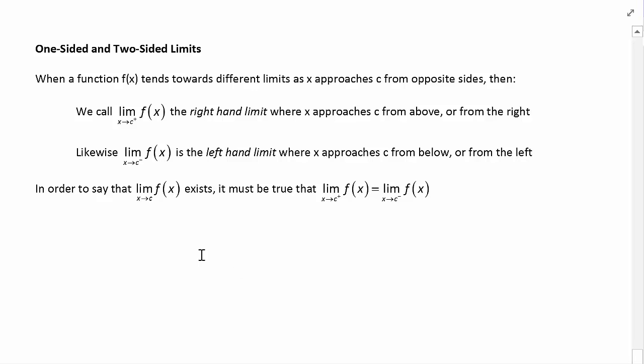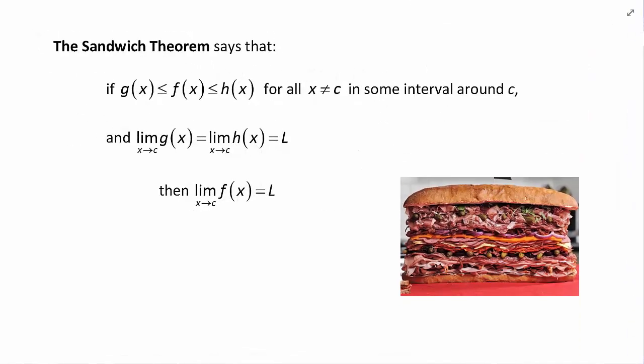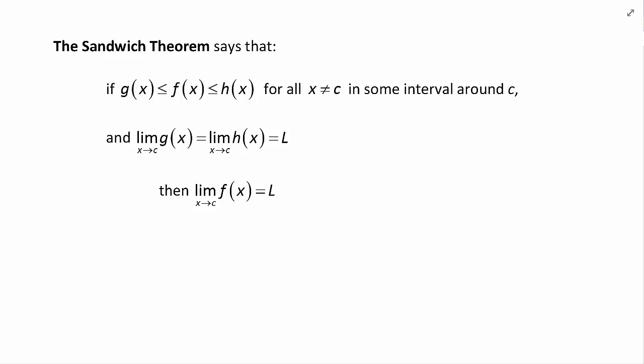We've got one last thing to talk about here, and it's probably the most delicious concept yet: the Sandwich Theorem. The Sandwich Theorem says that if g of x is less than or equal to f of x, which in turn is less than or equal to h of x, for all x not equal to c, but in some interval around c, and if the limit of g of x as x approaches c and the limit of h of x as x approaches c are both equal to L, then the limit of f of x must also equal L. In other words, if the function below f and the function above f both have a limit of L, then f of x must also have a limit of L.